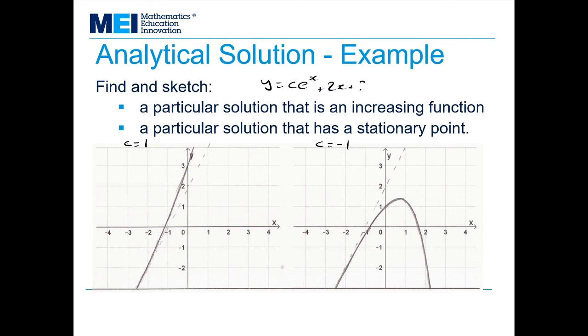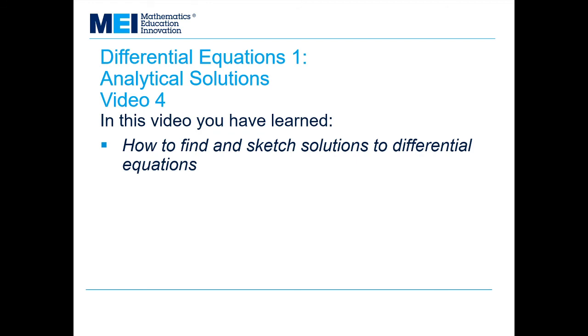And note that I've put my asymptote on here as a dotted line as well, just to help me with my sketch really, and to see the different behaviours that are going on in the two different cases. Notice that for the case c = 1, the curve is always above the asymptote, and for c = -1, the curve is always below the asymptote. In this video, you've learned how to find and sketch solutions to differential equations.